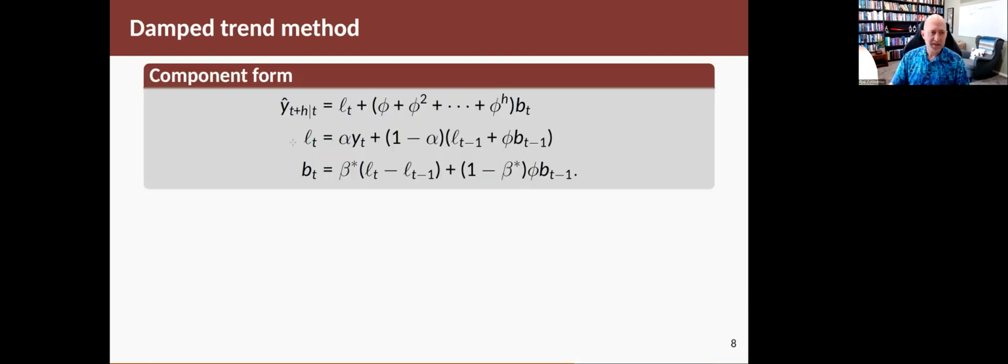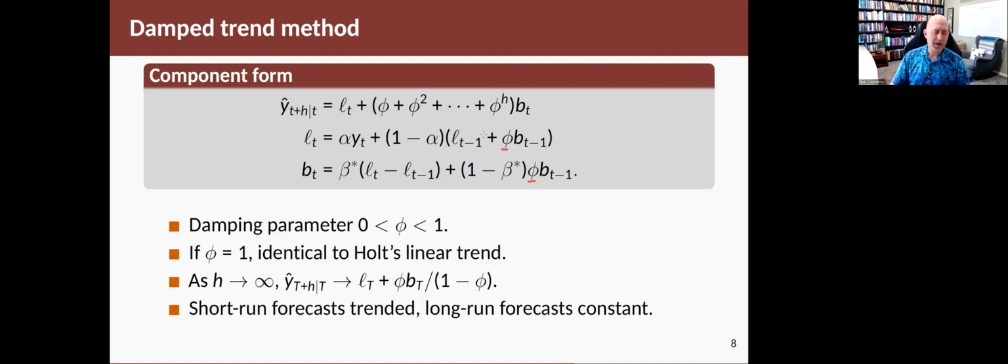The way that gets represented in mathematics is we have this additional parameter phi, the Greek letter phi, and then the forecast is equal to this multiple times the last observed slope. As h gets bigger, this approaches a constant. That's why it flattens out to a horizontal line. The other two equations are very similar to what we had before. The only change is that when you see a b, there's a phi in front of it. So it dampens the slope.